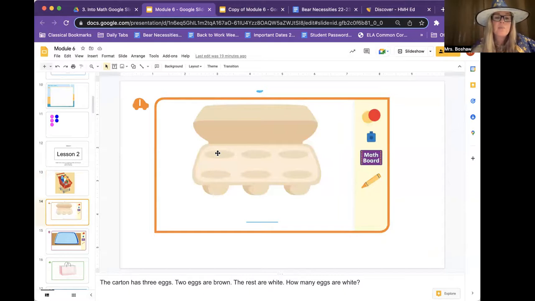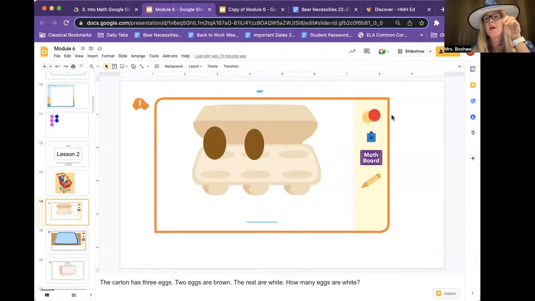The carton has 3 eggs. 2 are brown. The rest are white. Okay, 2 of them are brown. Let's go ahead and draw 2 brown eggs. 1 brown egg, 2 brown eggs. And we need to get to the number 3. So the rest are white. The carton has 3 eggs total, 3. And 2 of them, so we're going to take 2 away. 1, 2. How many are going to be white?